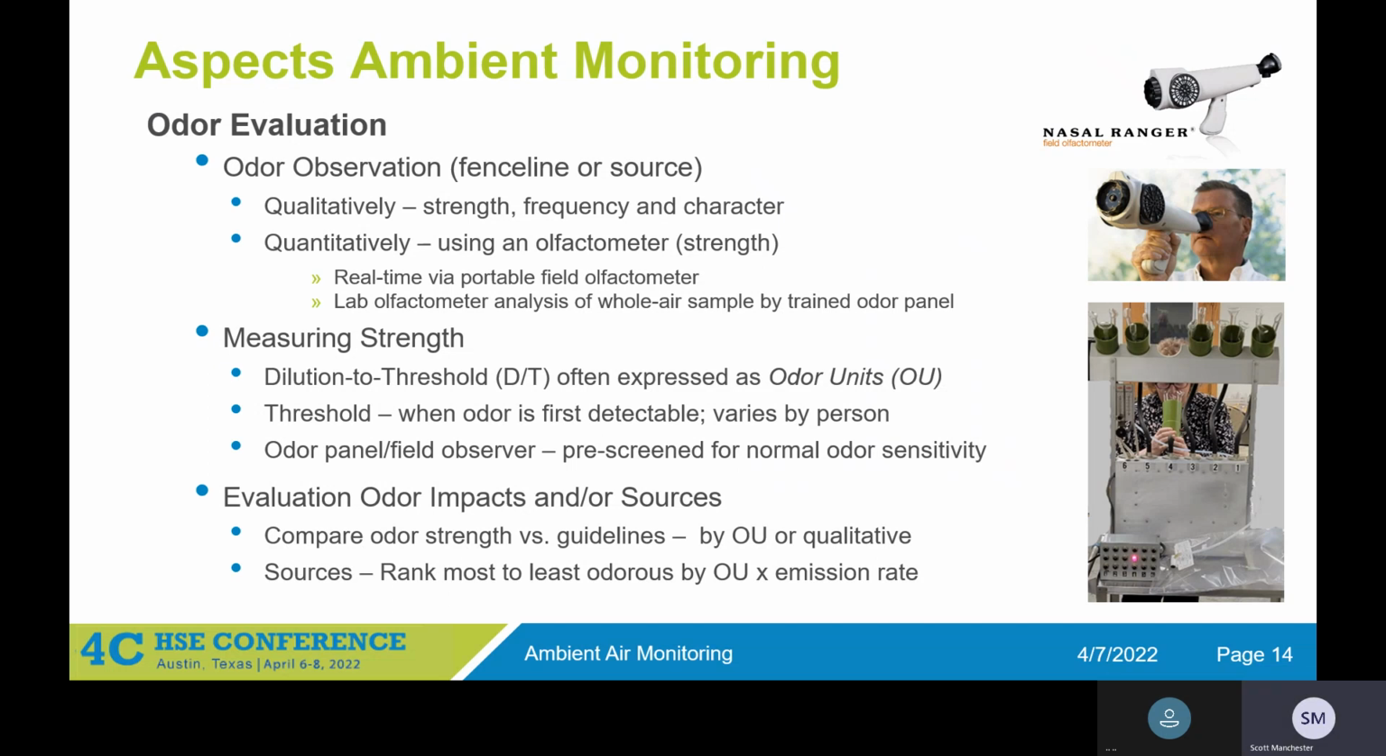The other thing that is important in odor monitoring and evaluation is ranking sources, identifying which sources are the most odorous, and that takes into account both the strength of the source, but also the emission rate of what's coming off of the source. So in a lot of cases, lower odor strength sources are the most important to control, because the emission rate is so high. You can have a high odor source, but if the emission rate is very low, then that would not be something you want to address first.